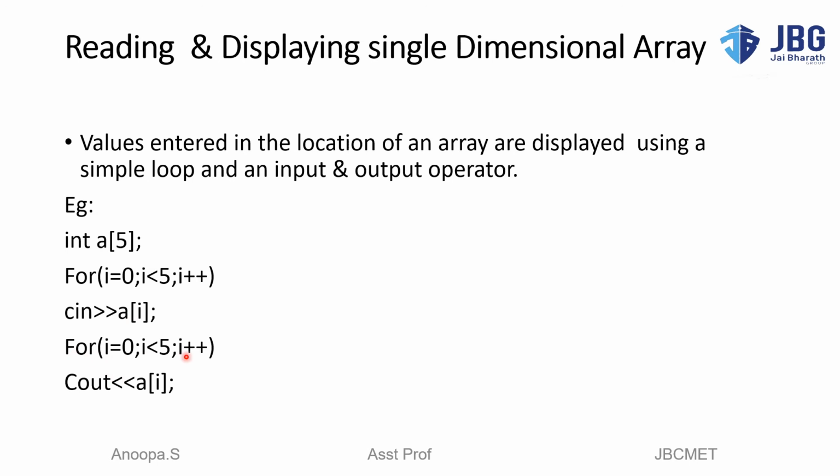Similarly, the same loop can be used for displaying the array. For i equal to 0, i less than 5, i plus plus, cout of a of i. So when i is 0, a of 0 will be displayed. When i is 1, a of 1 will be displayed. So that is what is written here. Values entered in the locations of the array are displayed using a loop and an input and output operator.